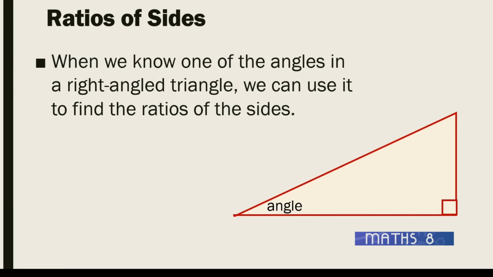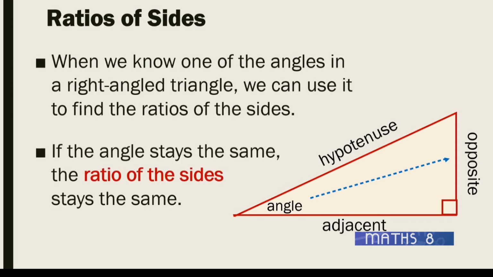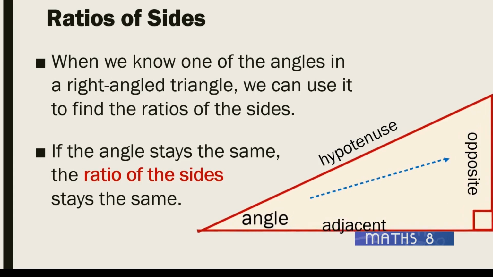If we know one of the angles in a right-angled triangle, we can use it to find the ratios of the sides. To do this, we need to label the sides so that we know which ones we're talking about. This one is the hypotenuse, the one opposite is called the opposite, and the one next to the angle is called the adjacent. Now, if the triangle gets bigger or smaller, but the angle stays the same, then the ratio of the sides stays the same.